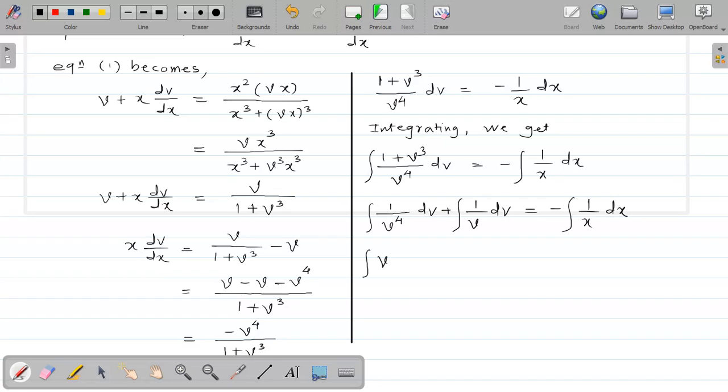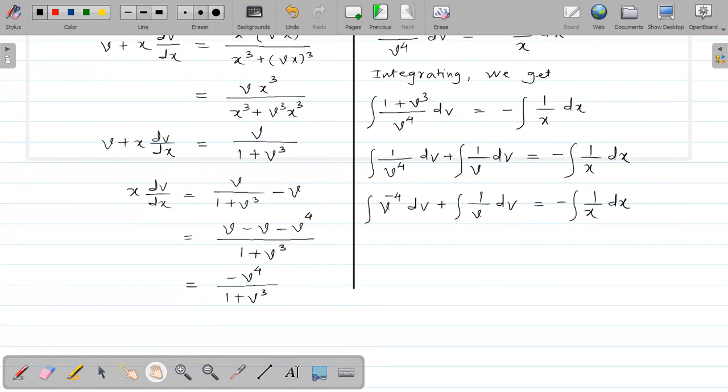So we get, 1 upon v raised to 4 can be written as v raised to minus 4 dv plus integration of 1 upon v dv is equal to minus of integration 1 upon x dx. Okay. Now what is the integration of v raised to minus 4? By the rule it will be v raised to minus 3 upon minus 3. See, here I have used x raised to n. Integration of x raised to n is x raised to n plus 1 upon n plus 1.